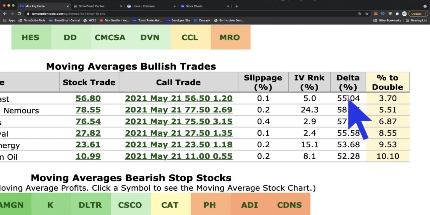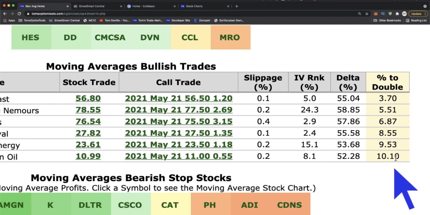Next is the delta. These are all in the 50s. This just tells me that the options that the software pulled, which are ideas, are close to at the money. All right. So if you look at the stock price, 56.80. Look over here, 56.50. That's pretty close to the money. 78.55, 77.50, 76, 75.50. So all the option strikes are very close to their stocks that we see here on board. That delta just confirms this.